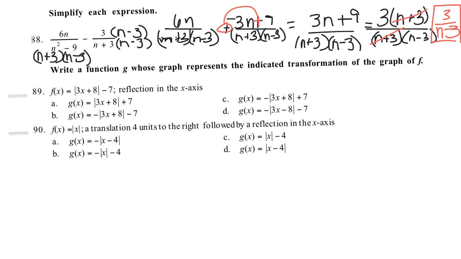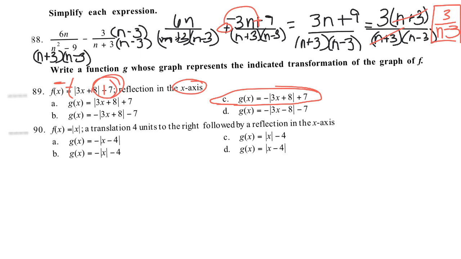Number 89. F of x is the absolute value of 3x plus 8 minus 7. Write the equation as a reflection in the x-axis that multiplies the whole thing by a negative. So it should be negative, and this should become plus. So you're looking at C. Okay, don't forget that the reflection in the x-axis distributes to the k term.